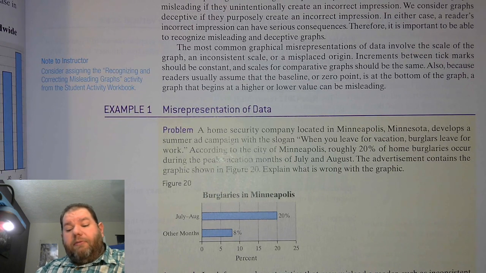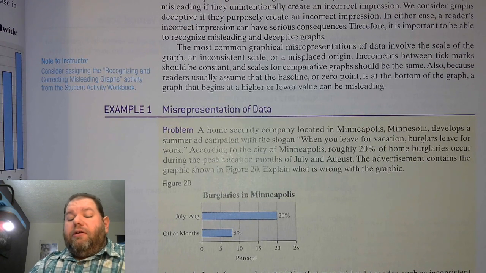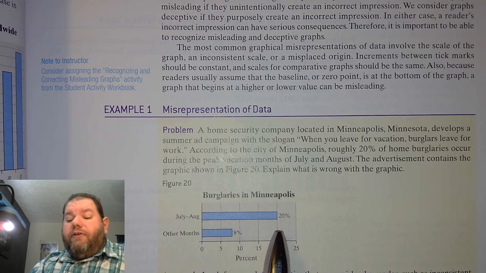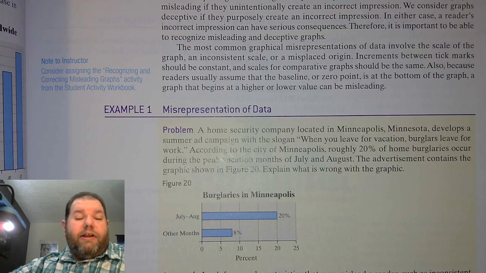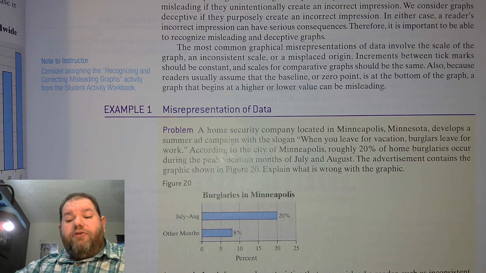And so they publish something like this prior to that, maybe at the beginning of the summer, so they can sell a lot more security systems. Not saying having a security system is bad, but we shouldn't be pressured into it by bad data. So July and August, maybe 10% each. Other months, 8%. And in fact, on the next page, they show us the true data.